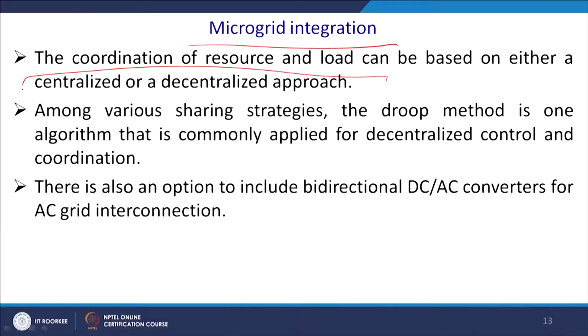Now, microgrid integration is also one of the important characteristics. The coordination of the resources and the loads can be based on either a centralized or a decentralized approach. This has been discussed. Among the various sharing strategies, the droop method is one of the algorithms commonly applied for decentralized strategies, and we also prefer the decentralized strategy to reduce the loading of the centralized system. There is also an option to include a bidirectional DC to DC converter for the AC grid interconnection, so that power can flow from the grid side to the microgrid and vice versa.